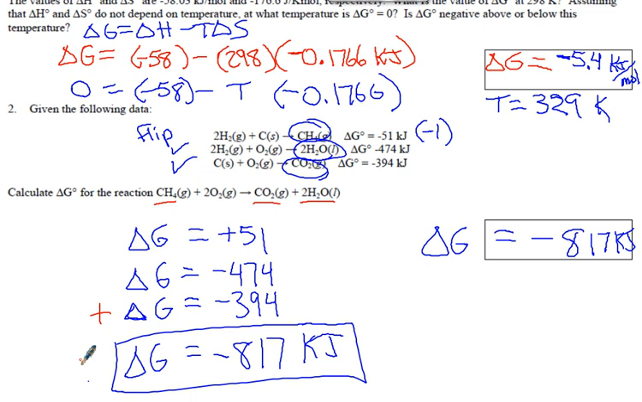Is methane a spontaneous combustion? That's what that says. Delta G plus two oxygens occurs spontaneously. Does it? If I just release methane into the air, is that going to spontaneously combust? No, it's not. Why doesn't it spontaneously combust in air?